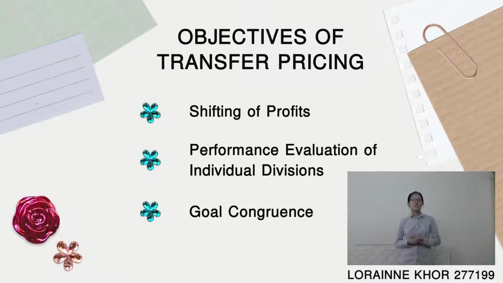There are a few objectives of transfer pricing. First objective is shifting of profits. Profit shifting is aimed at reducing the tax liability in a particular country. This can be achieved by reducing profit artificially. It's also aimed at decentralization of production so that the profits are concentrated enough in the region where the production of the goods is undertaken.